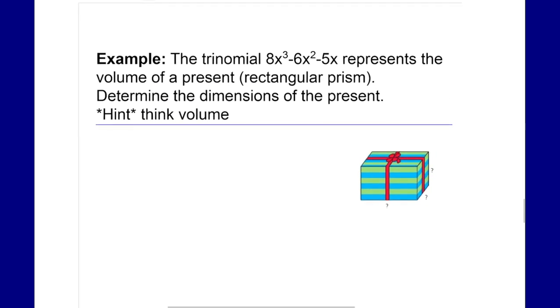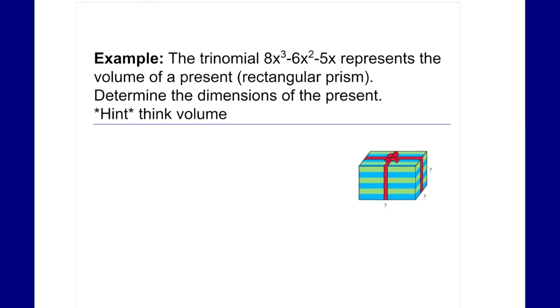Another thing we might look at is some more application questions. In this case, the trinomial 8x cubed minus 6x squared minus 5x represents the volume of a present, or a rectangular prism. We want to determine the dimensions of the present. A hint: think about the volume. The volume of a rectangular prism equals length times width times height. So I should have three things multiplying each other.